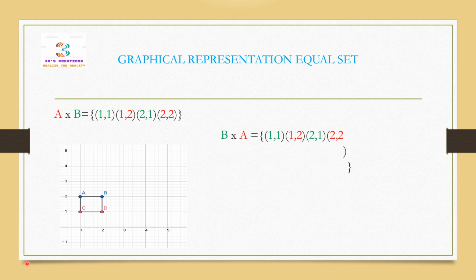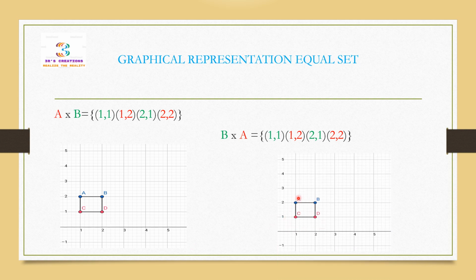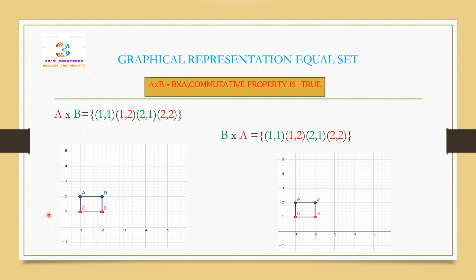Now B cross A is also plotted on a graph. So again we got a square. See, both the squares lie horizontally between 1 and 2, and vertically between 1 and 2. Both the pictures are the same, congruent and exact. So the sets have the commutative property, that is, it is true for A cross B and B cross A in equal sets. So the commutative property is true only in the case of equal sets.